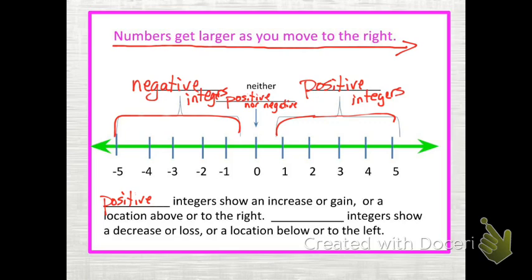Okay, all of these are things you're going to see in the future. So just think about that. Positive integers. Now, what if it's not positive, it's going to be negative. So negative integers show a decrease or a loss or a location below or to the left. Okay? So you're going to be looking at some scenarios in a few minutes, and you're going to decide, are they positive or negative?